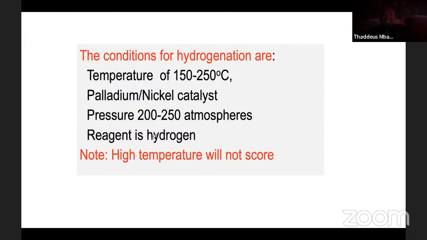What is the reagent? The reagent is hydrogen. What are the conditions? We require palladium or nickel catalyst. We require a pressure of 200 to 250, and the reagent is hydrogen. So make sure that you are able to capture that. It's very much important.